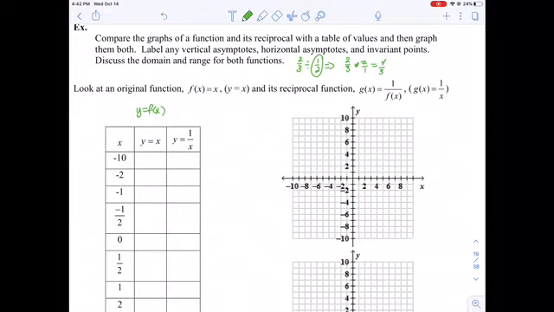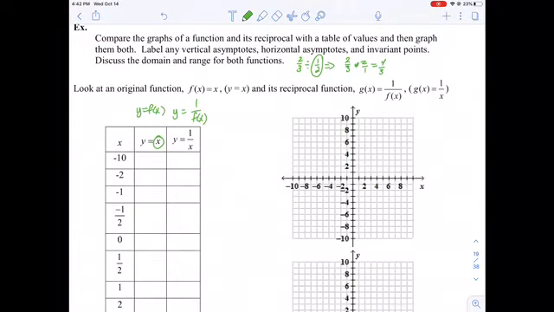If I look at the function y equals f of x, being y equals x, and then I want to also look at y equals 1 over f of x, okay, where our function is x, and then 1 over x. I want to look at some corresponding points.